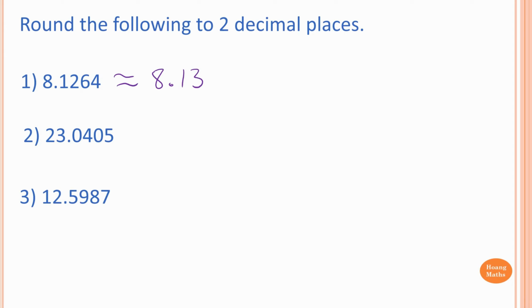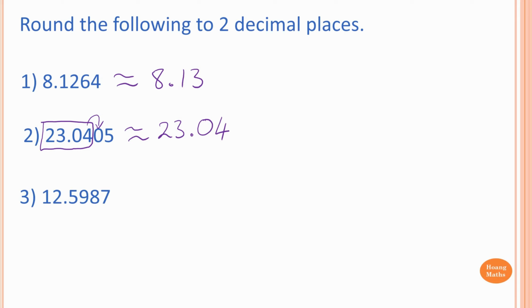Second one, 23.0405. We round to 2 decimal places. So we write up to here, 2 numbers after the decimal point. Of course, before we write that, the number after 4 is 0, so less than 5. So we write it as it is, which is 23.04.